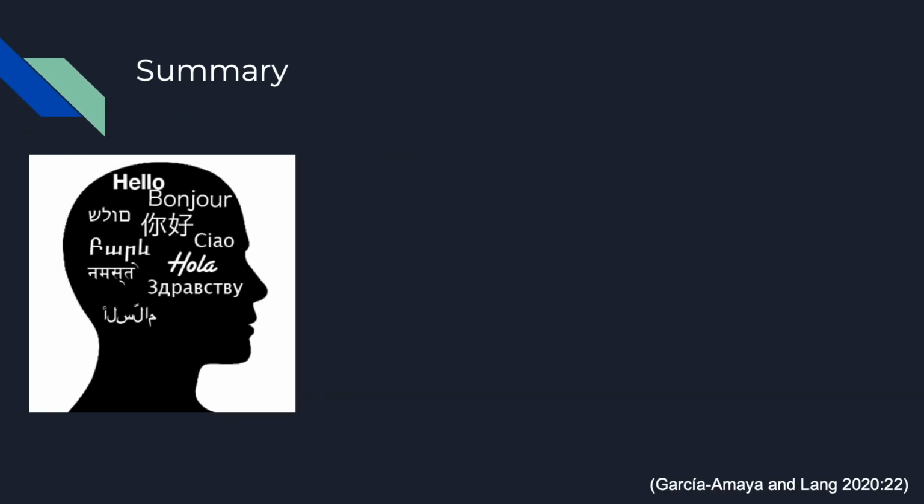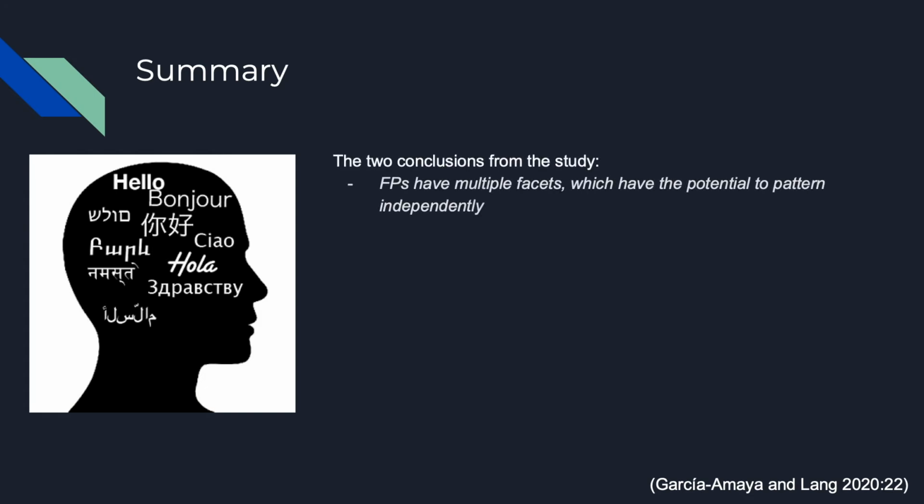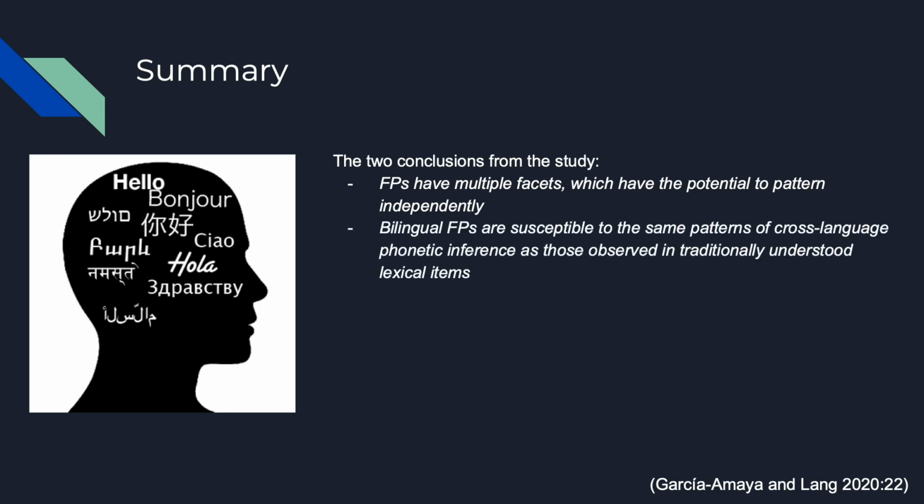The 2 conclusions posed by Garcia, Amaya and Lang in the study are that FPs have multiple facets which have the potential to pattern independently, and that bilingual FPs are susceptible to the same patterns of cross-language phonetic interference as those observed in traditionally understood lexical terms. What this means is that although speaker variation plays a significant role in the choice of FPs and their production, they are still subject to influence from language contact in the same way that lexical items are.